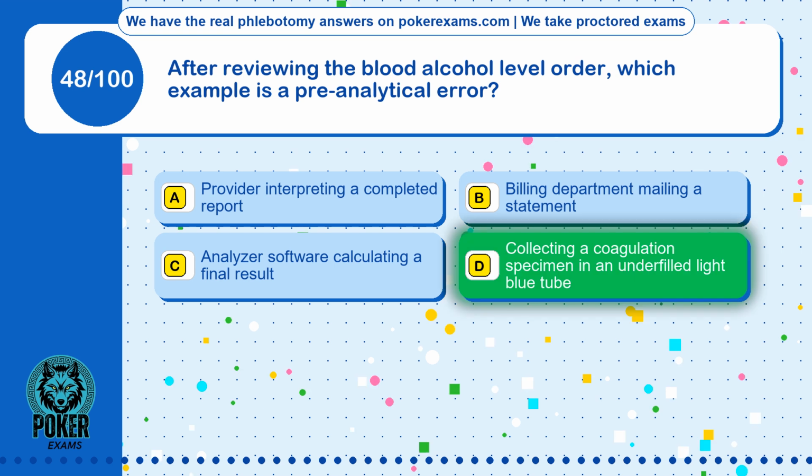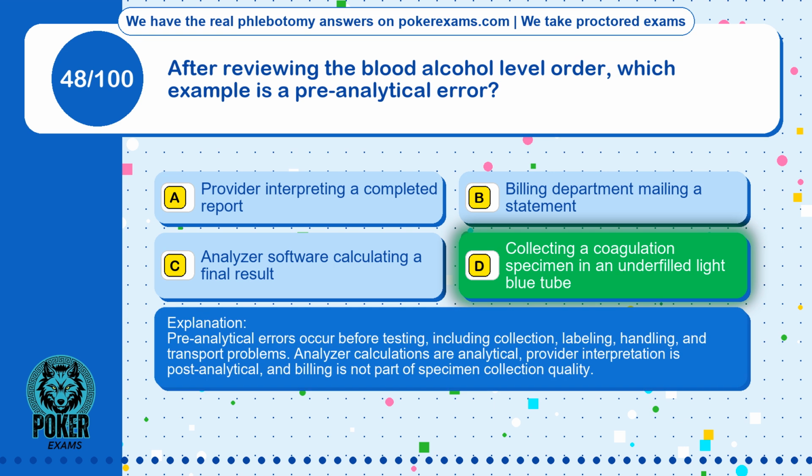The correct answer is option D. Collecting a coagulation specimen in an underfilled light blue tube. Pre-analytical errors occur before testing, including collection, labeling, handling, and transport problems. Analyzer calculations are analytical, provider interpretation is post-analytical, and billing is not part of specimen collection quality.